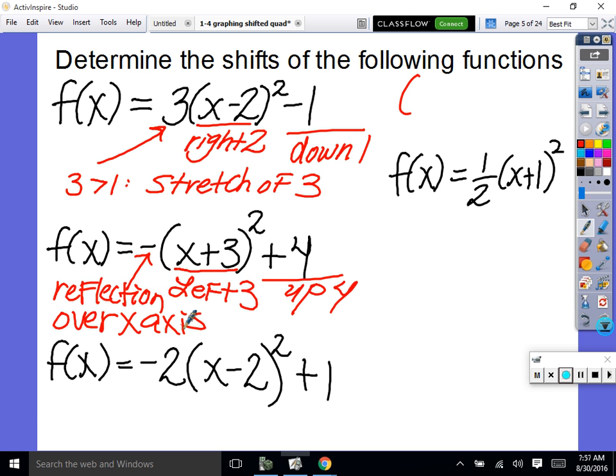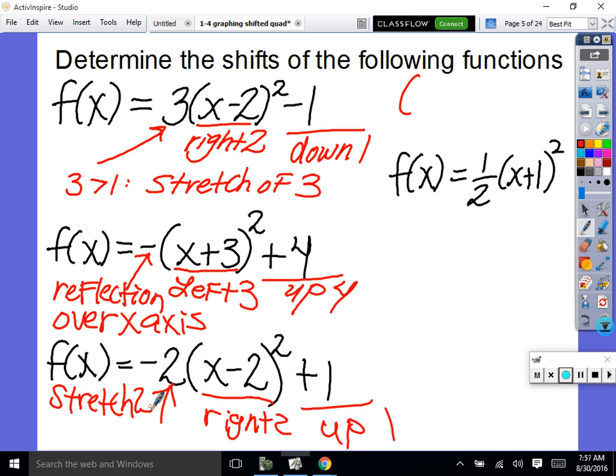Okay, next one. This one would be, you tell me. Right 2, up 1, and stretch or compression? It's a stretch, right? We don't look at the negative. 2 is greater than 1, so it's a stretch of 2. And then because of the negative, another transformation happened, a reflection over x. Good. Okay, we're all good with those.